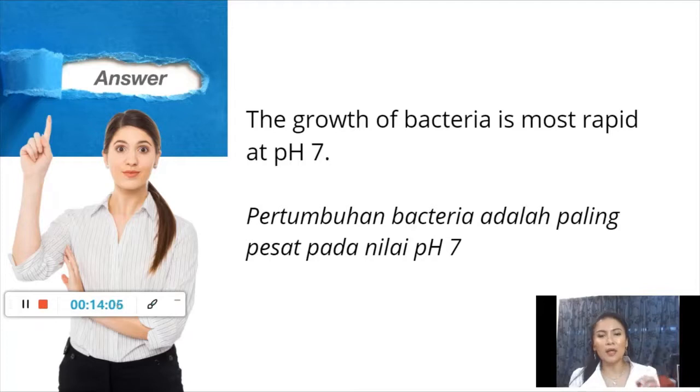Okay, other than that, you also can write at neutral pH or at pH 7, the growth of bacteria is optimum. Okay, clear that? So hypothesis, at pH 7, the growth of bacteria is optimum. Pertumbuhan bakteria adalah paling pesat pada nilai pH 7. So for this case, this is a correct hypothesis.